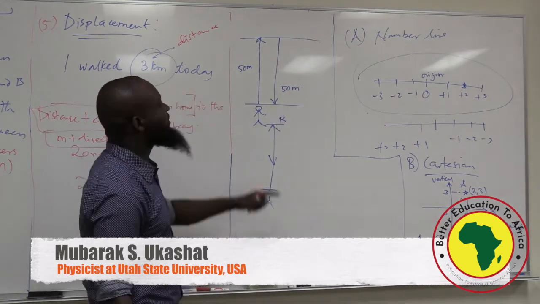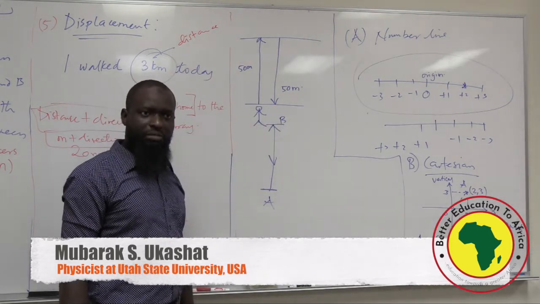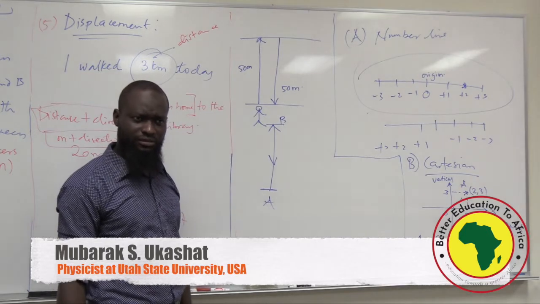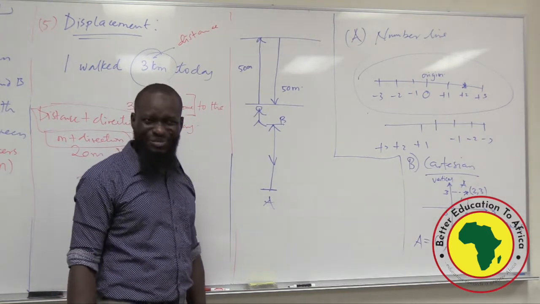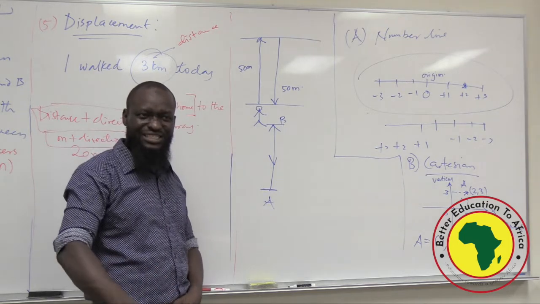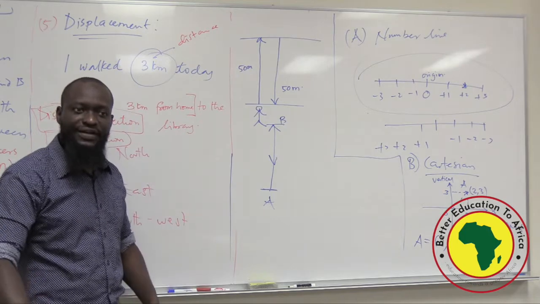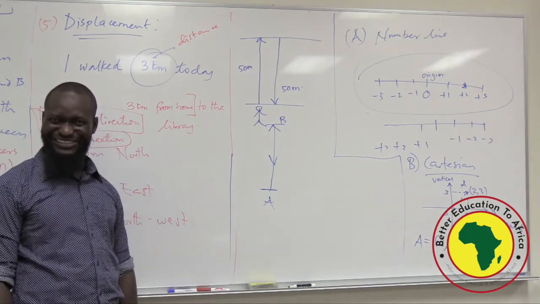So what is the total distance he traveled? 50 plus 50, 100 meters. But what is his displacement? Zero. Because from where he started, he has not moved any distance. He came back to the same place. There is no change in position after the whole motion.